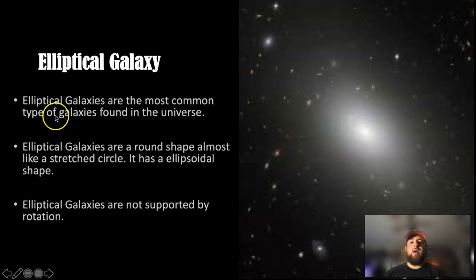An elliptical galaxy, this is an example of one. The elliptical galaxies are the most common type of galaxies found in the universe. Elliptical galaxies are a round shape, almost like a stretched circle, as you can see here. It's almost like a stretched round circle here. It has an ellipsoidal shape. Elliptical galaxies are not supported by rotation.